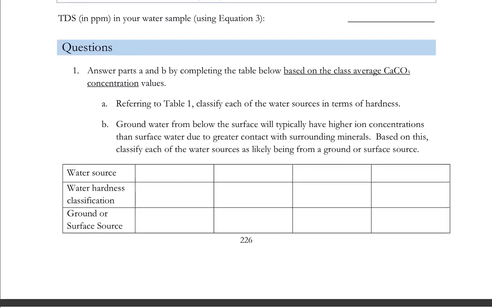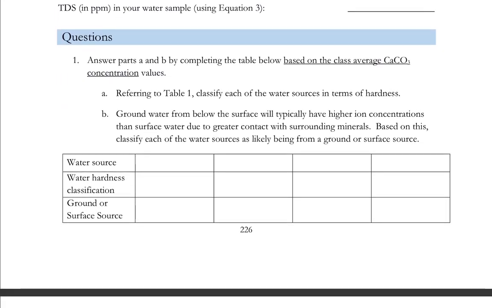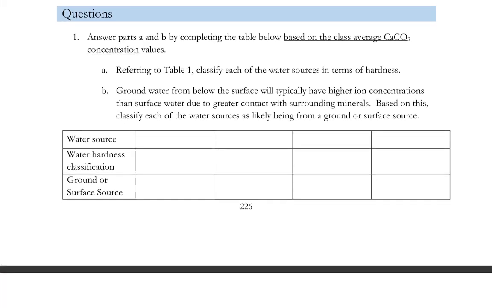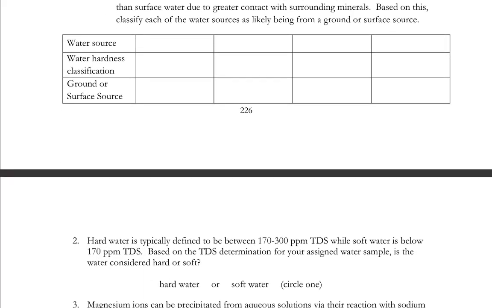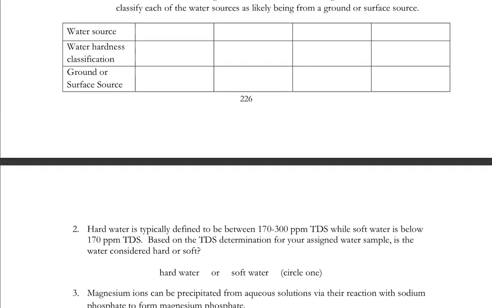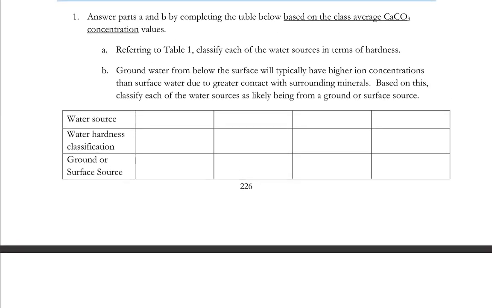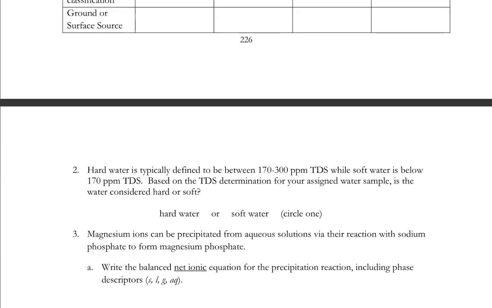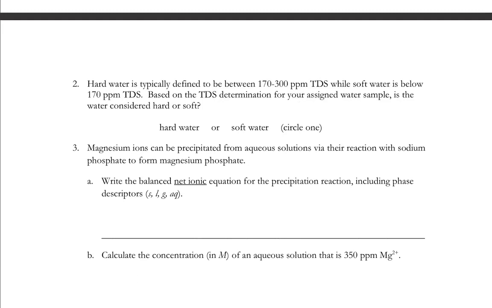The questions. You will be able to do question 1 based on your data. You're deciding, of those water sources, are they hard or not? You can ignore the last row in that table. You are just going to write the water sources down and the hardness classification based on that table on the first page of this experiment. You can ignore the ground or surface source. Okay, number 2 you can ignore.